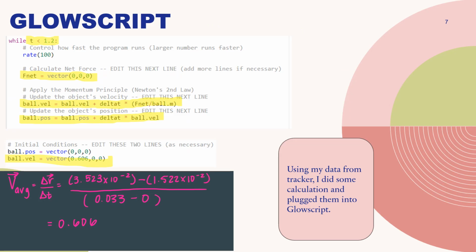Here is GlowScript now. I can take the data that I got from Tracker and put it into GlowScript. I highlighted some things that I needed to edit. For instance, the time interval needs to be less than 1.2 seconds because the interval is 1.1 seconds. The net force should be 0. We have two formulas that I had to insert so that GlowScript could do the calculations for me: the velocity formula and the position formula. Down here, I got velocity as 0.606 by taking those data points from Tracker and using the average velocity formula.